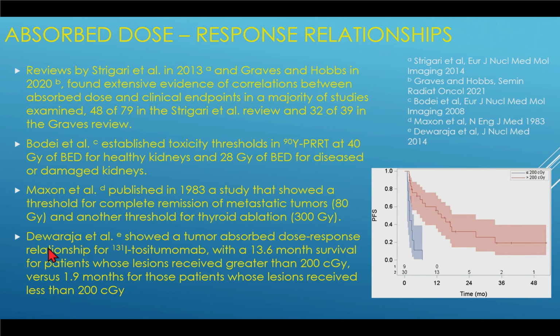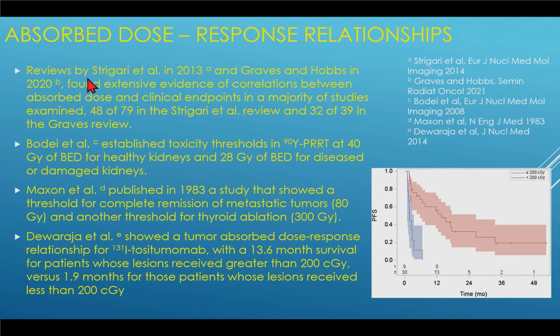I'm going to jump to the one on the bottom here where Dr. Devaraja showed it. This is the graph. A good tumor absorbed dose response relationship for I-131 tositumumab, again that's Bexar, with a 13.6 month survival for patients whose lesions received greater than 200 centigray as opposed to 1.9 for those patients who received less.